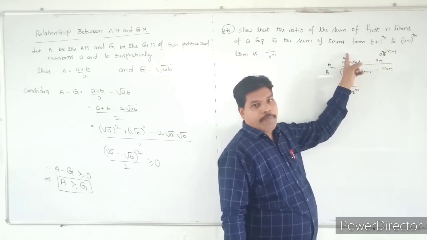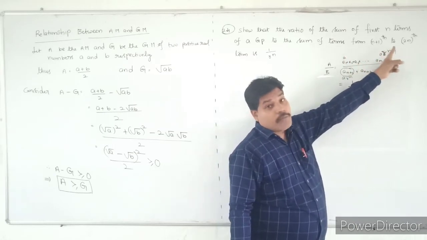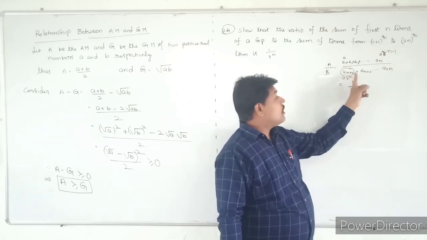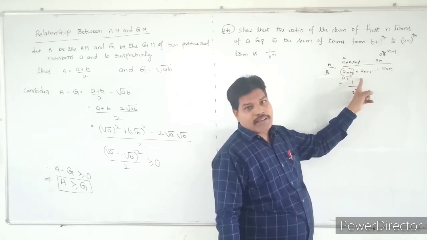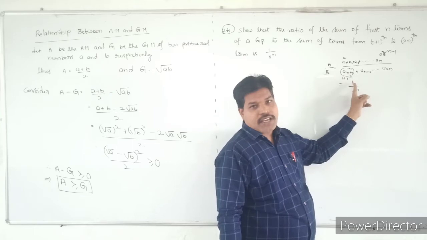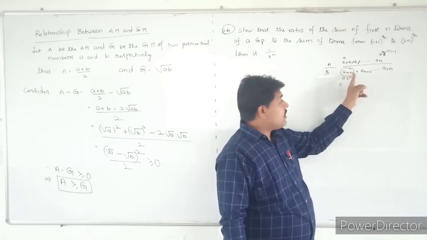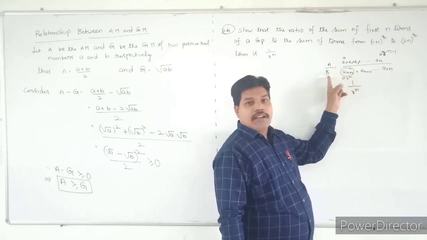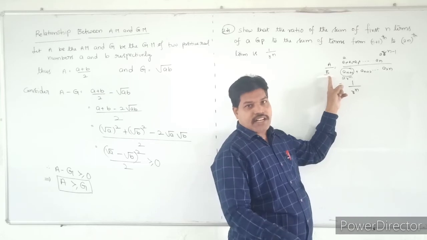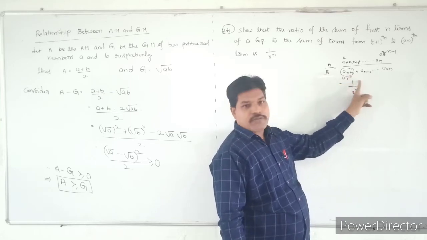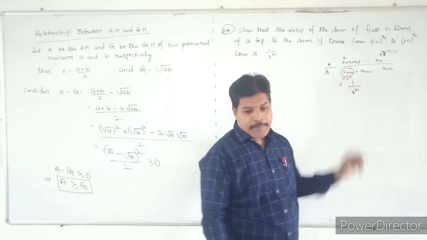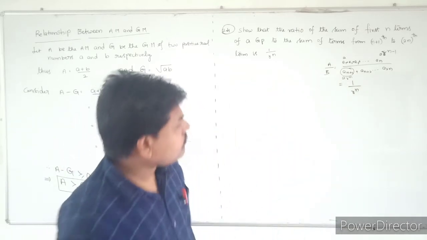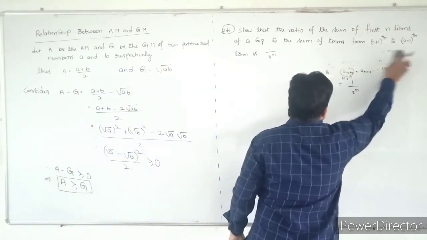The first term is a. The nth term is a into r power n minus 1. The n plus 1th term is a into r power n. It is the first term in the next series, that is, the beginning term of the series is a(n+1). You have to identify that clearly. So that is what I will take here.